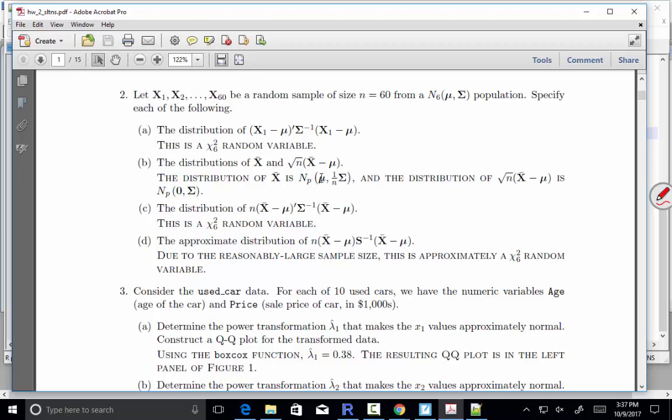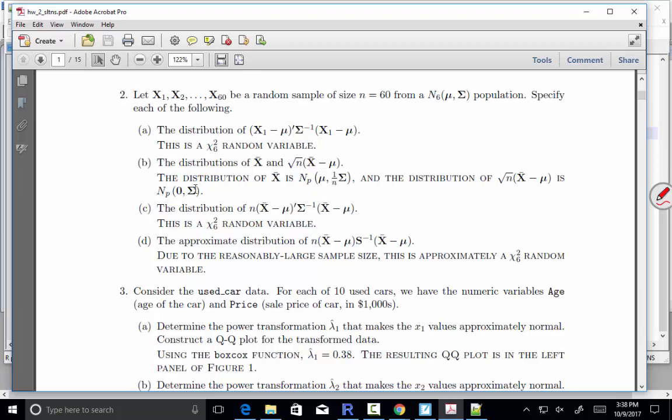Its expected value is the population mean. Its covariance is the population covariance divided by n. If you subtract off the mean, you shift the whole distribution to be centered at 0 now. So the mean is 0. Multiplying by a constant doesn't affect 0. Multiplying by a constant does affect the covariance matrix.